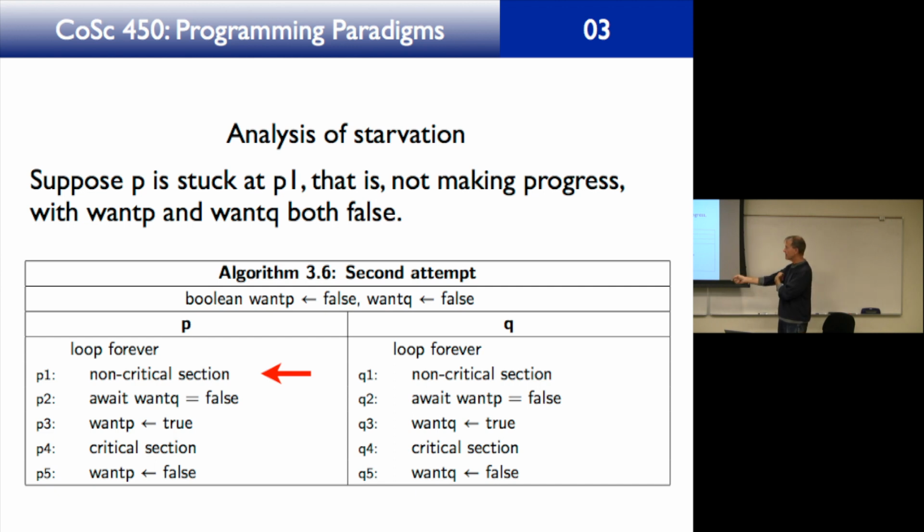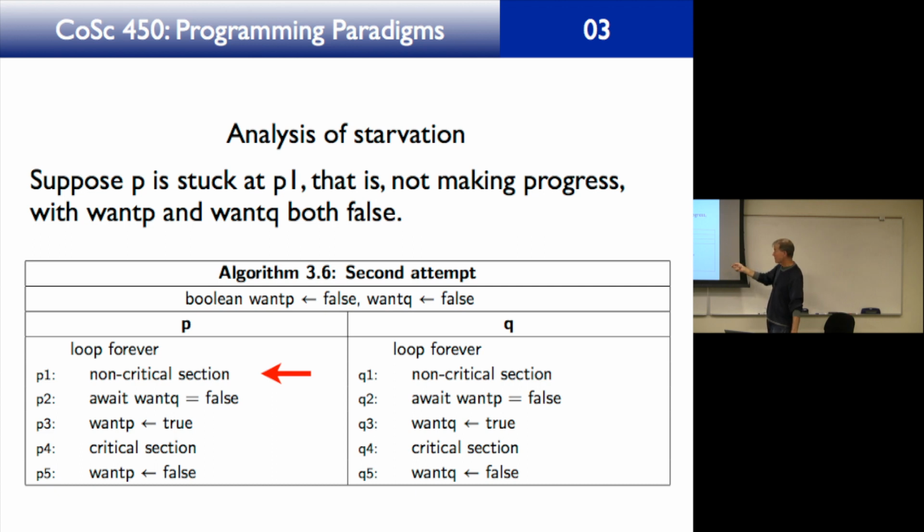Because look, here's an analysis of starvation. Suppose P is stuck at P1. So here's P1, right? Here's P at P1. That is not making progress. Okay, and suppose that want P and want Q are both false because they start off to be false, right? And suppose P starts up and he's here and he's just getting hung up here, right? What can Q do? What would happen if Q is eventually selected to run, assuming weakly fair?